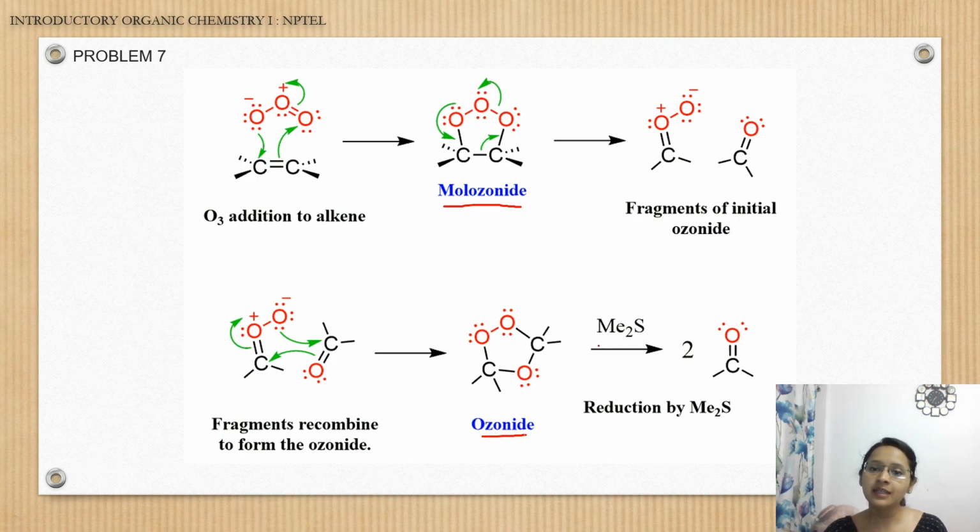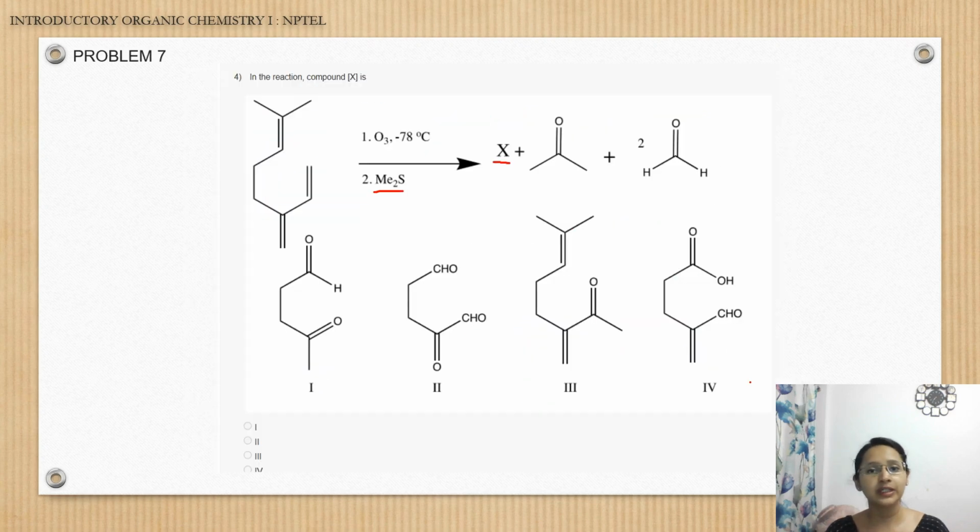And in the second step, they have added the dimethyl sulfide, which is used to cleave this particular ozonide to give you the reduction products. Right? I hope you remember all the things because I've talked about the ozonolysis reaction and mechanism previously. I'm not going into it. So here, one by one, we will go to each alkene. This is one, this is two, and this is three.